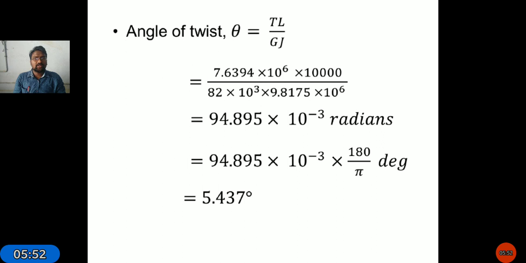But they require the angle of twist in degrees. To convert radians into degrees, we need to multiply by 180 by pi. By multiplying by 180 by pi, the radians convert into degrees, so the final value of the angle of twist is 5.437 degrees. It is the angle of twist developed in the shaft.